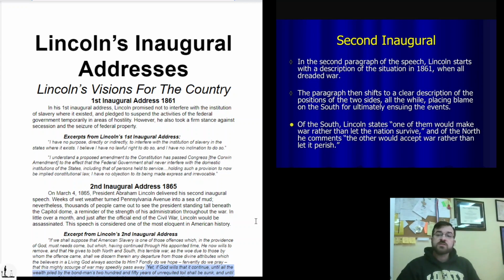So, in the second paragraph of the speech, in his second inaugural address, Lincoln starts with a description of the situation in 1861, describing what was going on during his first inaugural address, when everyone was scared of war coming. The paragraph then switches to a clear description of the position of the two sides, all the while placing blame squarely on the South for causing the events, because of slavery. Of the South, Lincoln states one of them would make war rather than let the nation survive. And of the North, he comments, the other would accept war rather than let it perish.